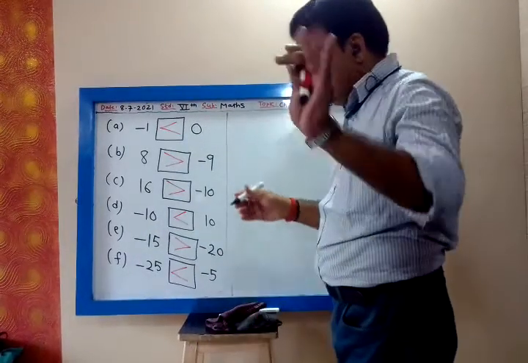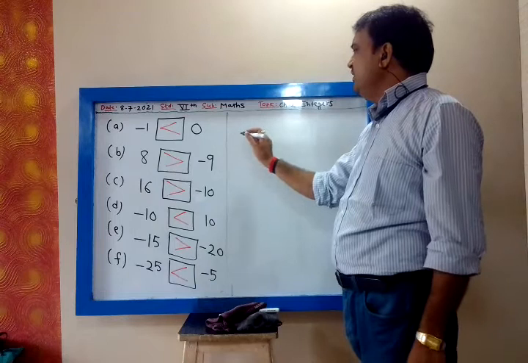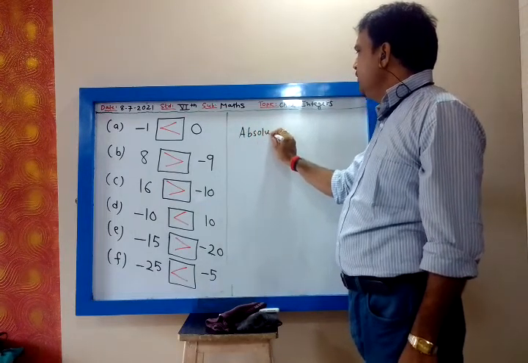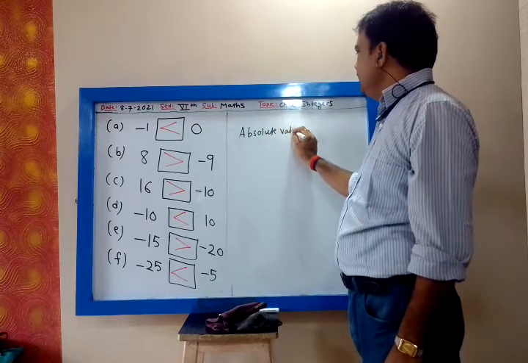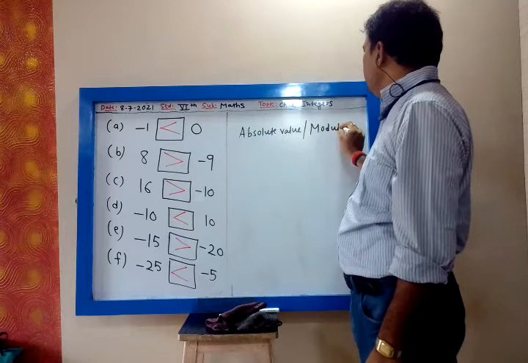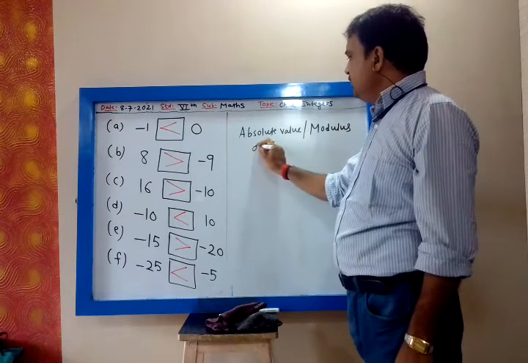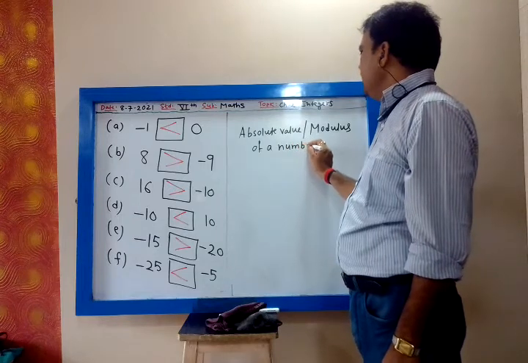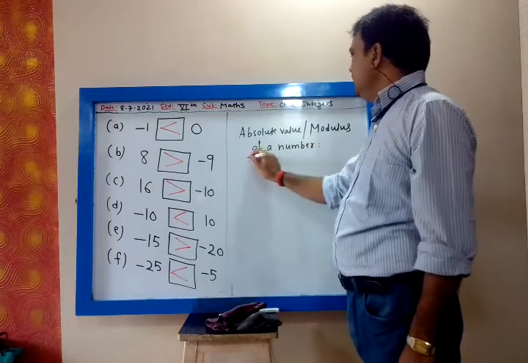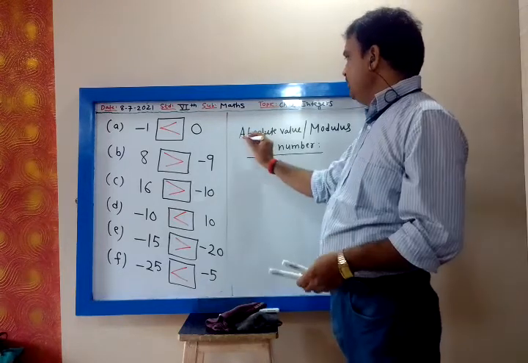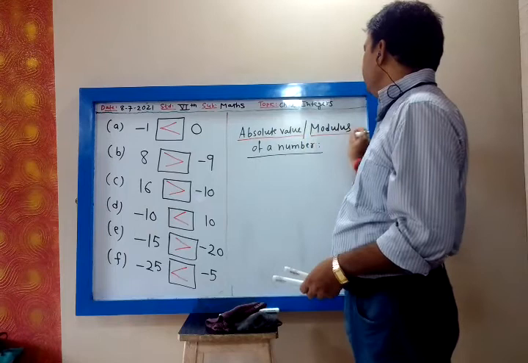Okay. Now next, before we start question 7, you write down absolute value of a number. Absolute value or modulus. Before question 7, I have to explain this part, my dear. Absolute value or modulus of a number.